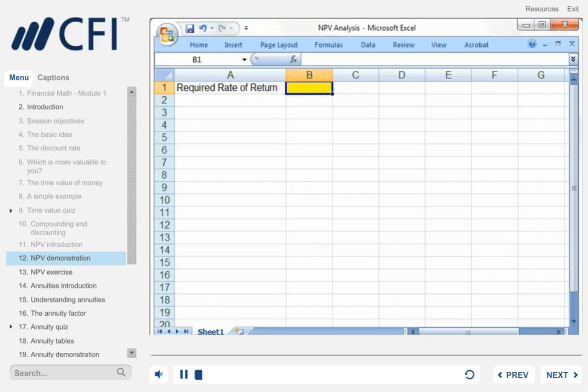We can use Excel to do our NPV analysis. Let's write our required rate of return in cell B1. Remember, this is R in the discount factor formula. The number we're using is 10%.